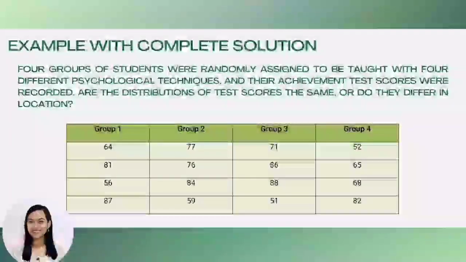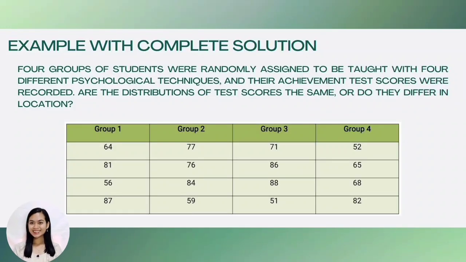In this part, we're going to perform a Kruskal-Wallis test. The Kruskal-Wallis test is a version of the independent measures or one-way ANOVA that can be performed on ordinal or ranked data. So in this video, we're going to have an example with a complete solution. So the problem states that 4 groups of students were randomly assigned to be taught with 4 different psychological techniques, and their achievement test scores were recorded. Are the distribution of test scores the same, or do they differ in location?